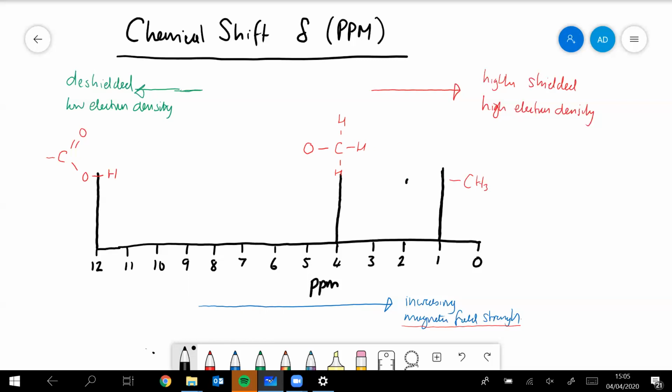And the other one, which I always remember and comes up an awful lot, is when you have a ppm of about 2. This is characteristic of when you have protons like that, which are next door, not to an oxygen, but to a carbonyl group. So these protons here are going to give you a ppm of about 2.